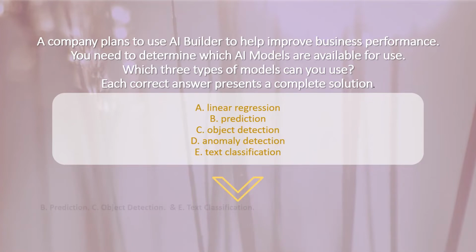The correct choices are B. Prediction, C. Object detection, and D. Text classification.